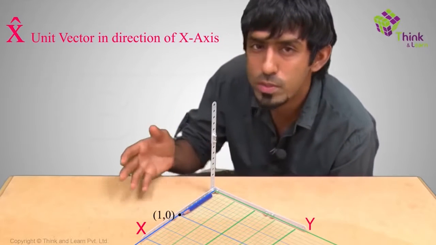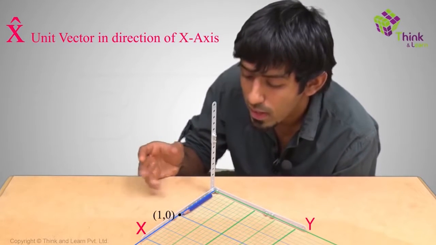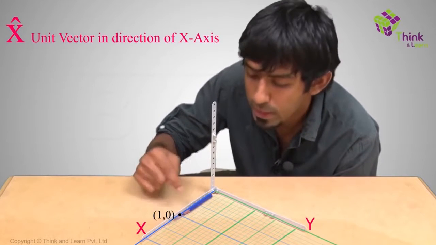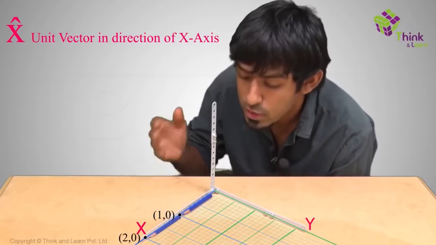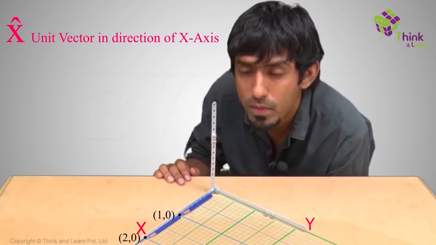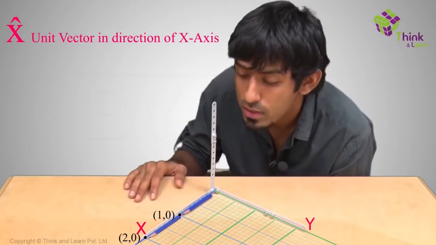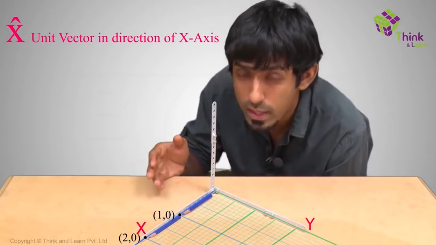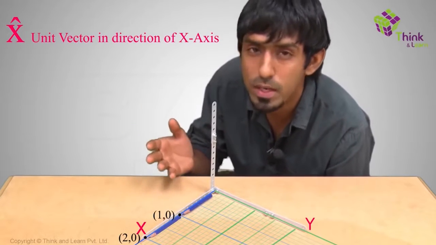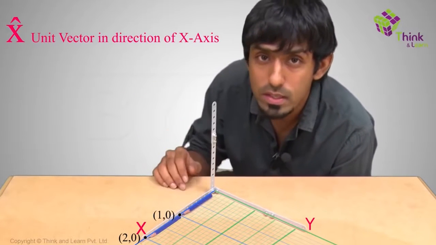Now if I want to refer to 2, 0, what do I do? I can lengthen this vector, make it double its length. And how do I do that? By multiplying it with a scalar, right? So 2 times x cap will give me the point 2, 0. So if I want to refer to 2, 0, I can either say 2, 0 or say 2 times x cap. Now it must become easy to imagine what I must do for 2, 3, right?